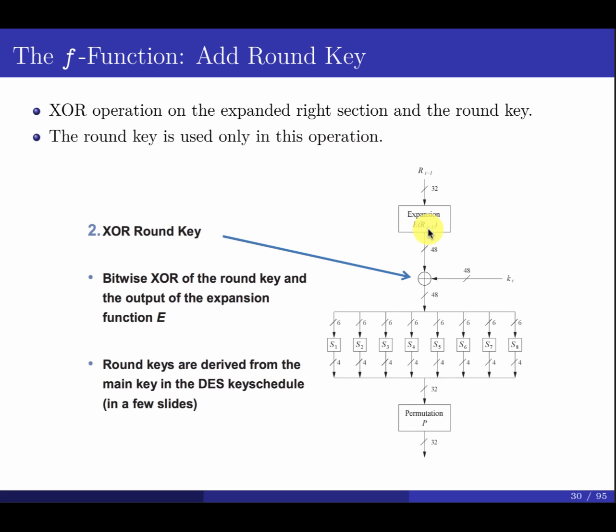Anyway, so we did the expansion, which is straightforward. Now we do XOR, 48 bits with 48 bits. It's easy, bitwise, that means bit by bit.